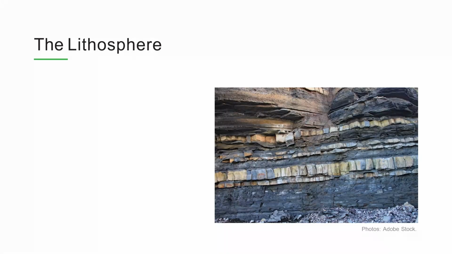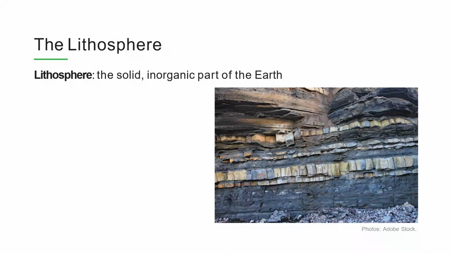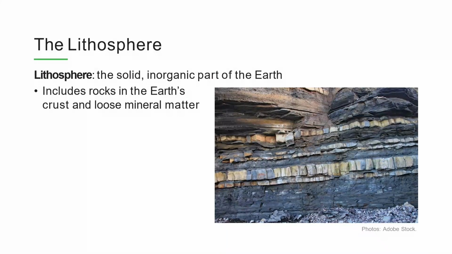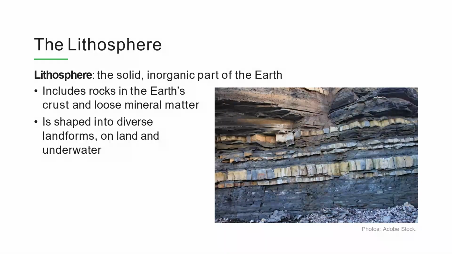The lithosphere is the solid inorganic part of the Earth. Lithos is Greek for stone. So this includes the rocks of the Earth's crust, so that outer layer, and also the loose mineral matter that overlies solid bedrock. The lithosphere is shaped into diverse landforms on both land and underwater. So think mountains, canyons, islands, coastlines, that kind of thing.